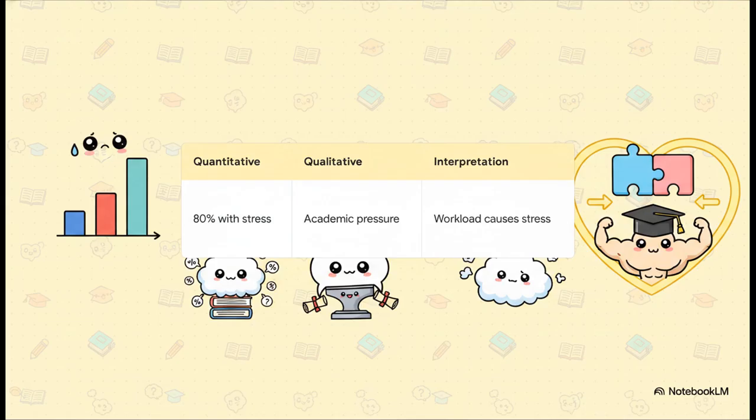On the one hand, you might have a quantitative finding, say 80% of students reporting high stress on a survey. On the other hand, you have qualitative findings, like interview transcripts where students are describing intense academic pressure. The joint display puts these side by side, so you can forge an integrated interpretation, proving that the specific academic workload is the exact culprit contributing to that 80% stress metric. It's a beautiful way to transform separate data points into one really cohesive, validated narrative.